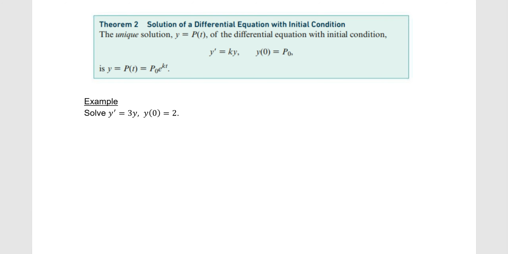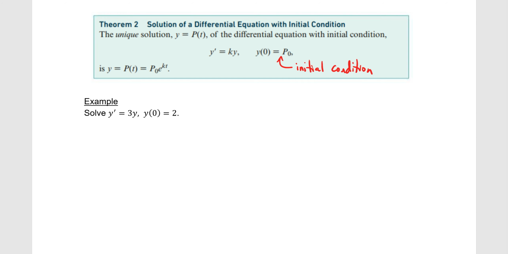Okay, so this next theorem is something that we essentially just did, but now it's more formally defined for us. If we have a solution to a differential equation that has an initial condition, and this time it looks pretty much the same. We have the differential equation, y prime equals ky. We're also going to be given some sort of initial condition or initial value, and it's typically going to be given to us like this: y of 0 equals p naught, where the p naught is just some initial value, it's just a number.